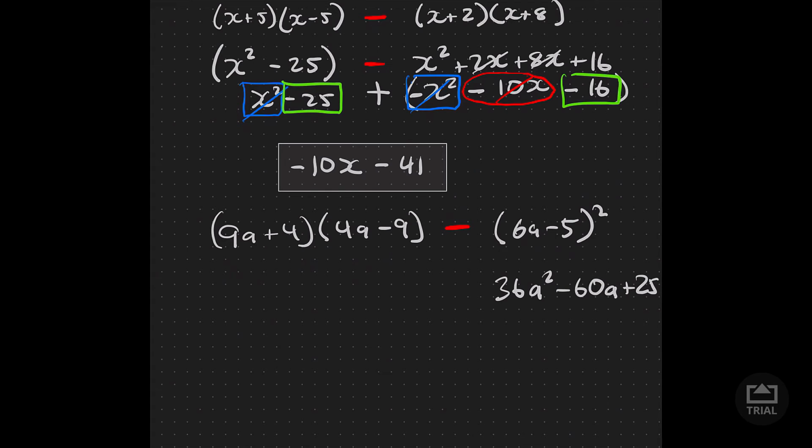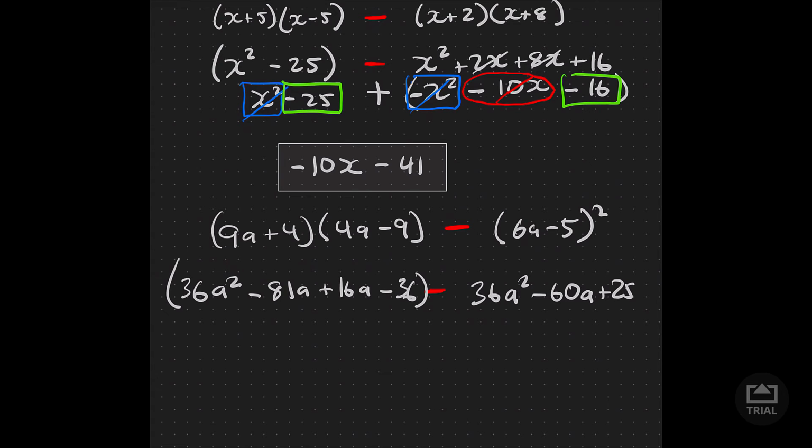Okay, so I'm just going to bring this over a little bit, and don't forget we're going to be subtracting whatever I get on the other side here. So I'm just going to use FOIL. 9a times 4a is going to be 36a squared. The inside terms and the outside terms give us negative 81a and a positive 16a. And finally, the last term gives us a negative 36. So that's in brackets, and I'm going to subtract that from that right there.